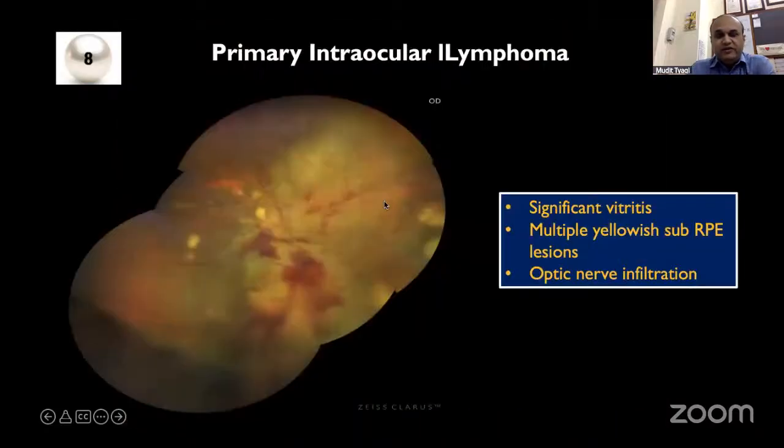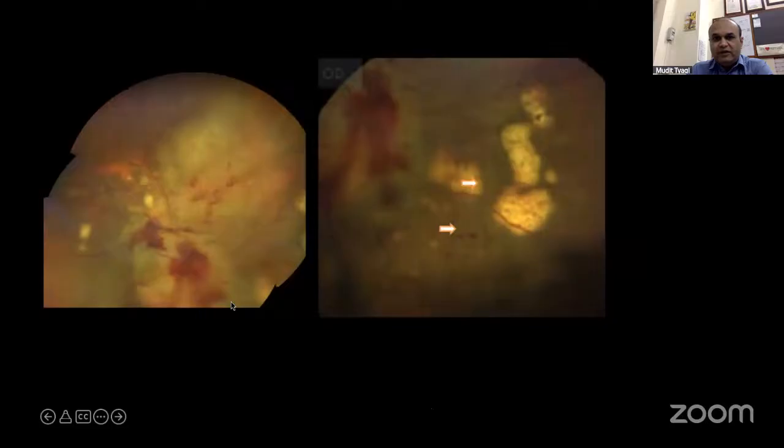One more disease which we should keep in mind, and which is often another masquerade, is primary intraocular lymphoma. Now, if you see a patient with diffuse retinitis, you see multiple of these yellowish lesions. And remember, these are eyes which may respond to steroids, but the lesion keeps on coming back. So in elderly patients with lesions not responding to steroids or recurring, think of lymphoma as one of your differentials.